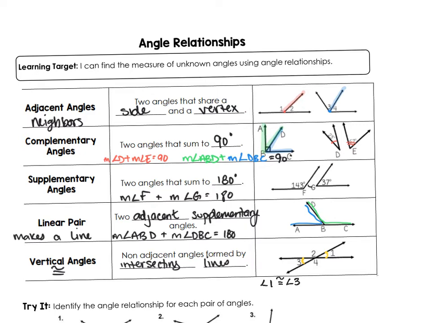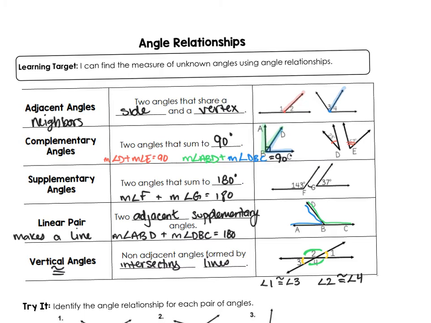But I have another pair of vertical angles in here. If I look at angle 2, angle 2 is adjacent to angle 1. They share this side. Angle 2 is adjacent to angle 3. They share this side. But angle 2 and angle 4, those are not adjacent. They don't share any sides. So I can also say that angle 2 is congruent to angle 4.